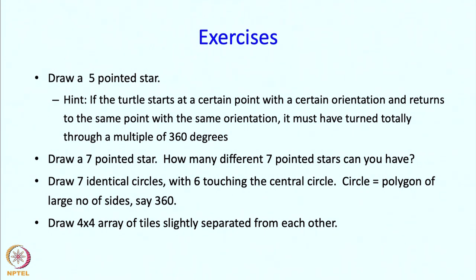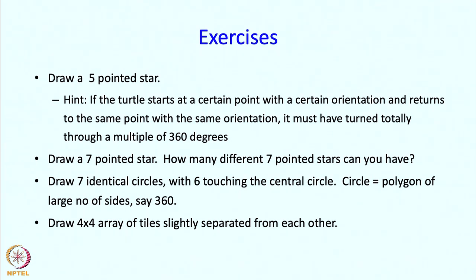Now, why stop at stars with five corners? Why not draw seven-pointed stars? And you could also ask, is there only one kind of seven-pointed star, or are there several kinds of seven-pointed stars? You should be able to figure this out, and you should also be able to draw them.